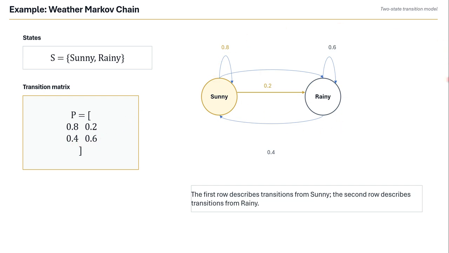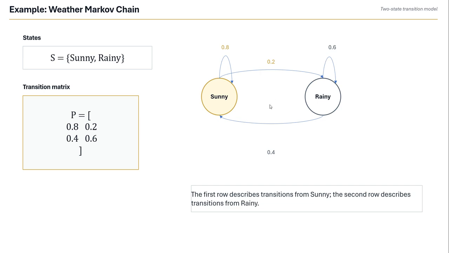We can also draw this model as a directed graph. There is an arrow from sunny to sunny with probability 0.8 and an arrow from sunny to rainy with probability 0.2. This should be erased. I'm going to remove the arrow in the center. Okay, I corrected it. So we have an arrow from sunny to rainy with probability 0.2, and an arrow from rainy to sunny with probability 0.4. Also an arrow from rainy to rainy with probability 0.6.